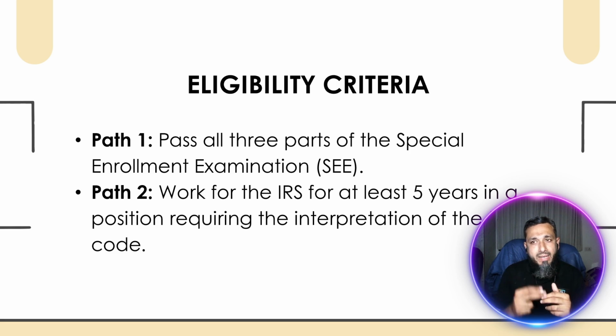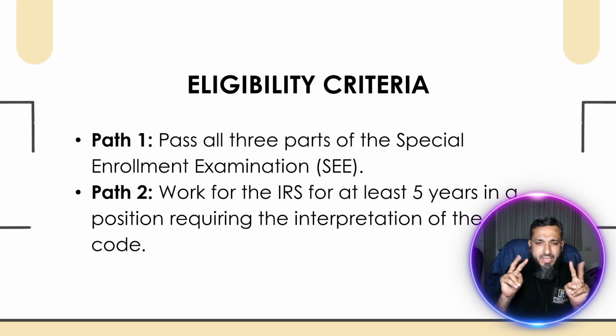Another path is to work for the IRS for at least 5 years. I am recording this video in the year 2025, so if you are watching this video later than 2025, there might be some changes to the rules. But for now you need to work at least 5 years with the IRS in a position requiring the interpretation of the tax codes. If you do, then you will be eligible to become an enrolled agent.